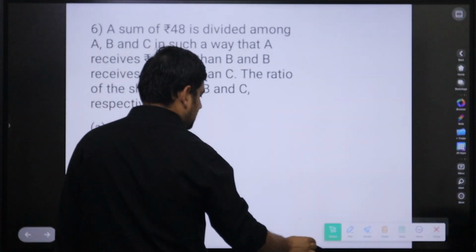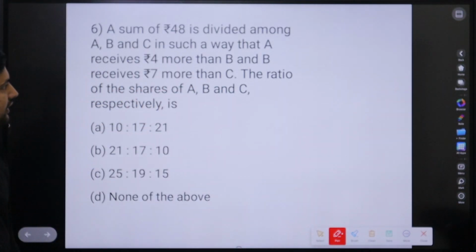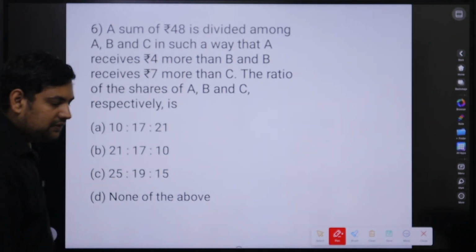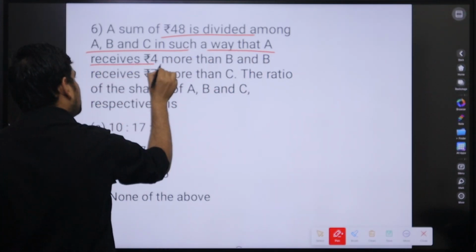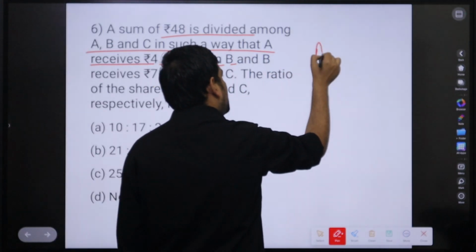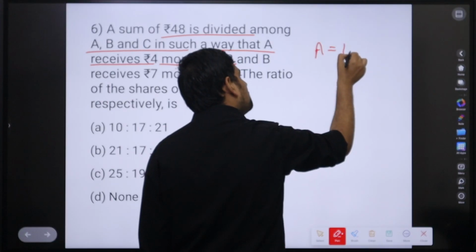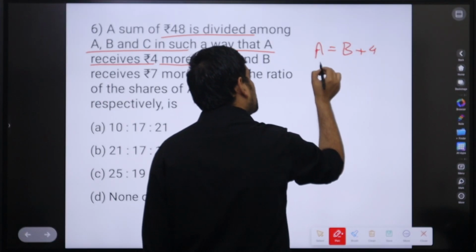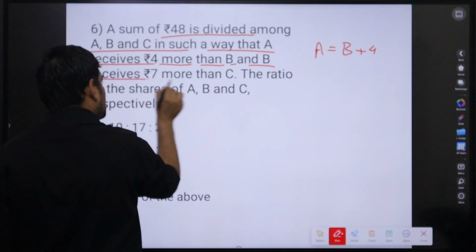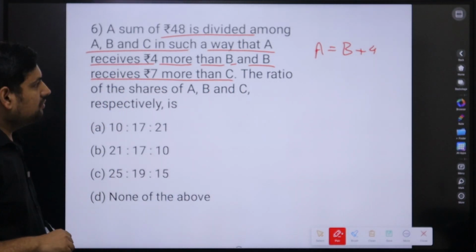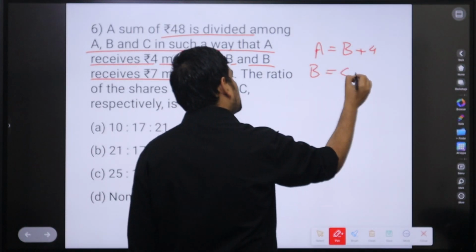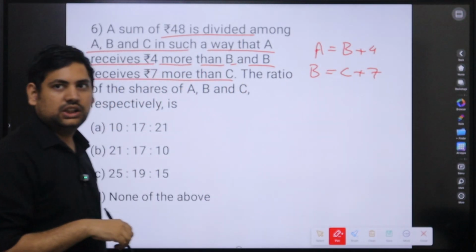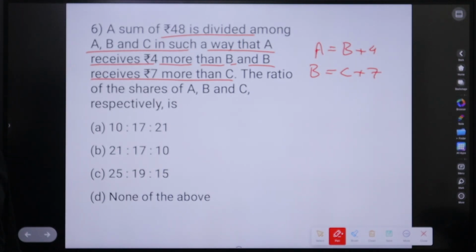Yeah, let's try this. So what does it say? Fairly easy. It says 48 rupees is divided among A, B and C in such a way that A receives 4 more than B. So whatever B got plus 4. Next, B receives 7 more than C. So that means B is whatever C got plus 7. Correct? B got whatever C got plus 7.